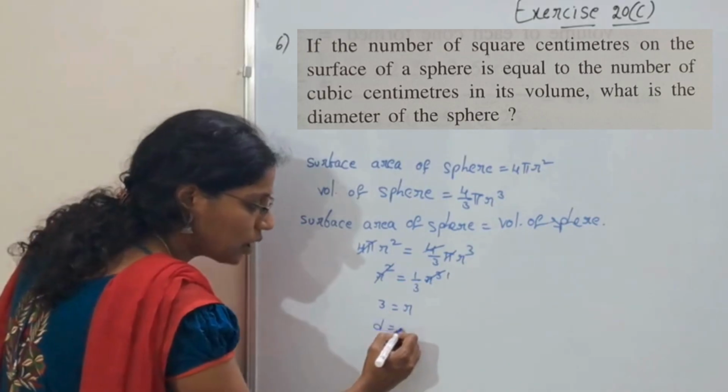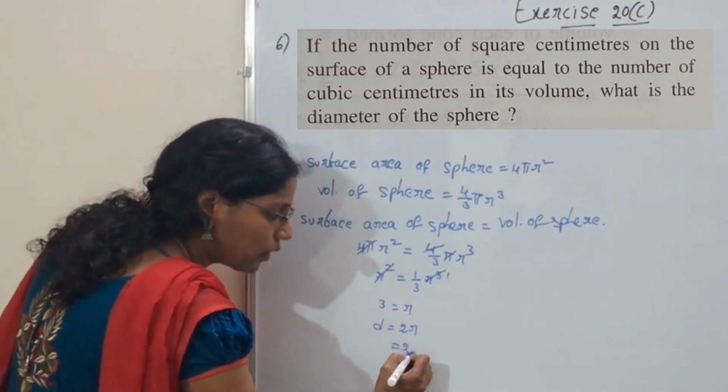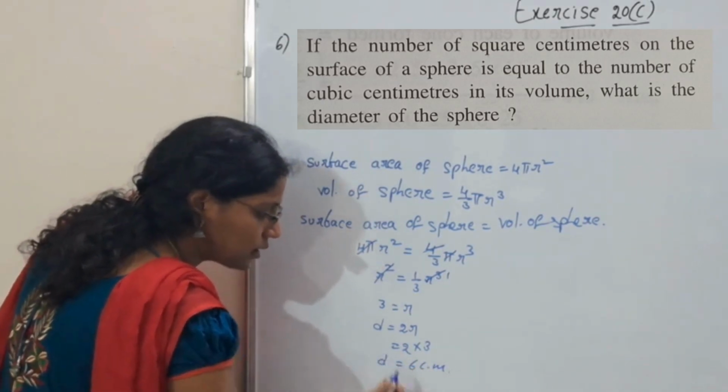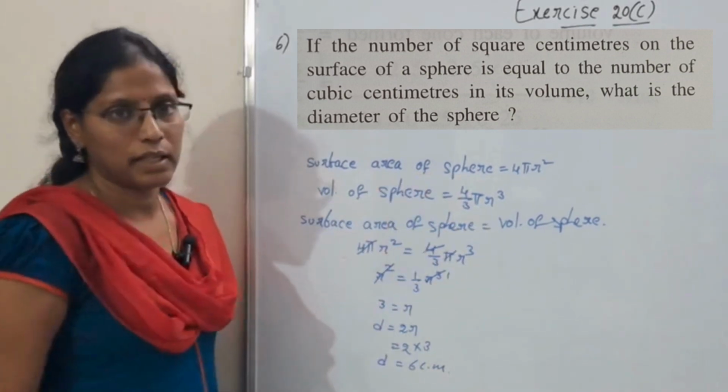Diameter, how to find out? D is equal to 2r. 2 into 3, 6 centimeters. This is the diameter of the sphere.